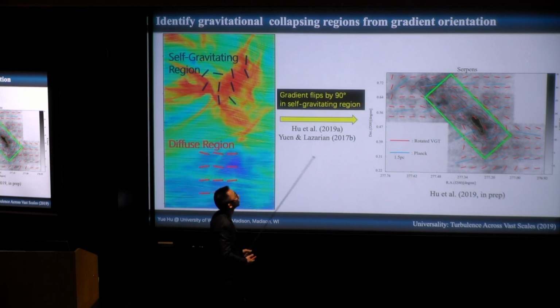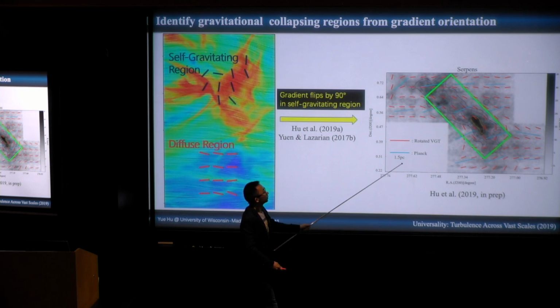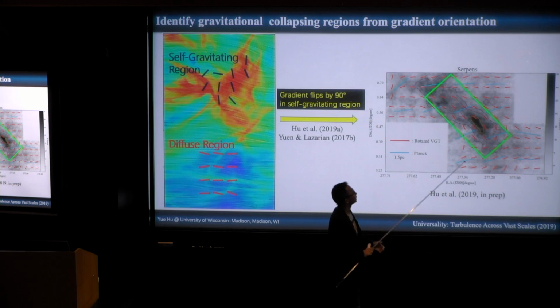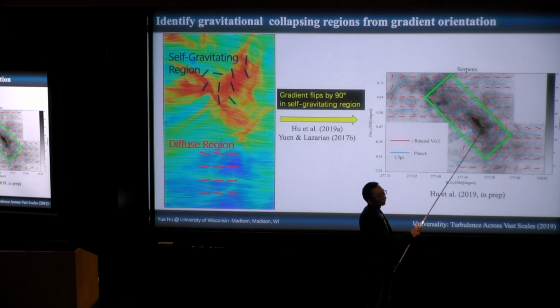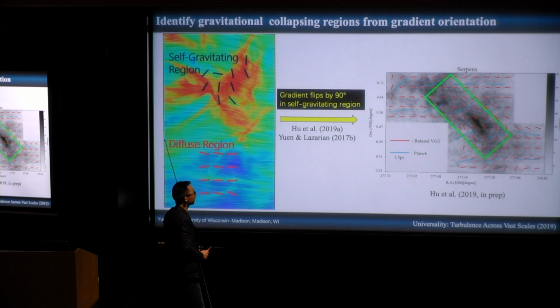Here is one example from the Serpens molecular cloud. The blue vector is the magnetic field from Planck, and the red vector is the magnetic field from the VGT. And we see that at the densest part of this molecular cloud, the gradients become perpendicular to the magnetic field. We therefore expect that this region is under gravitational collapse.